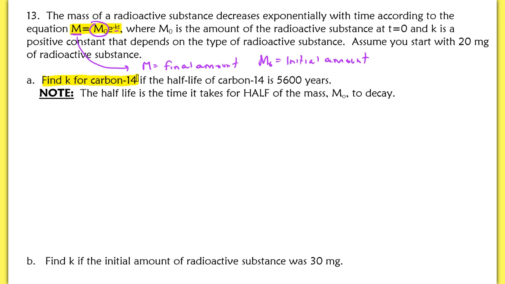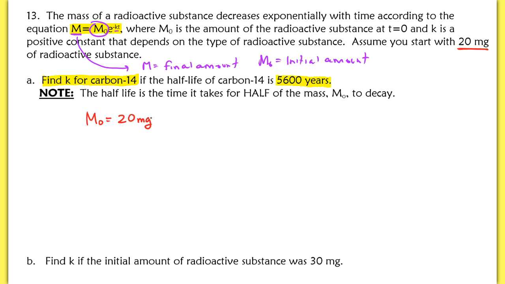Now the half-life of carbon-14 is 5,600 years. So in other words, it would take 5,600 years for half of it to turn to lead. Now we're going to assume from above that we're starting with 20 milligrams of radioactive substance. So this is our M sub 0. M sub 0 is 20 milligrams.